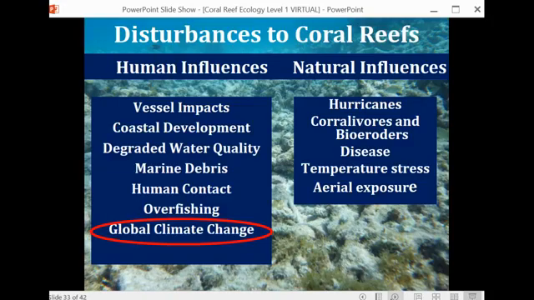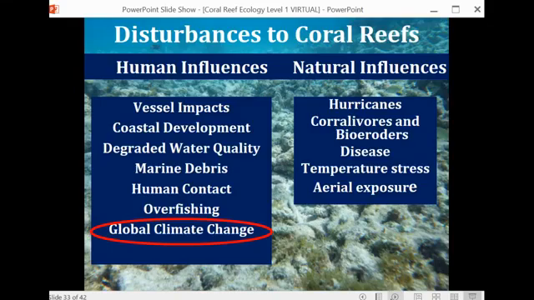One of the human influences that I definitely need to make a point of is global climate change. Okay, I'm sure you guys have heard of this. And coral reefs are not unique as a habitat that are being affected negatively by global climate change. This is negatively affecting habitats all over the world in one way or another.